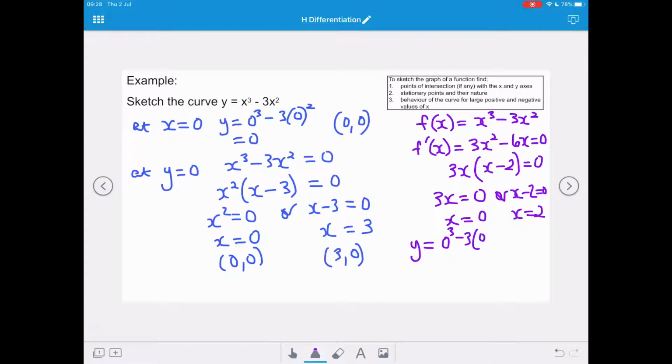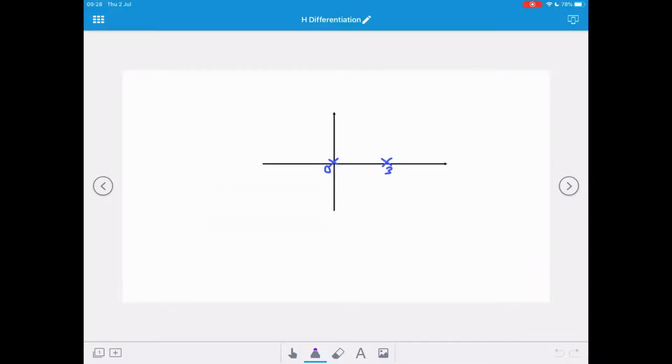Now we need to substitute those back into our original curve. And we already know that when we put x equals 0 in, we're going to get y equals 0. So we've got a stationary point at the origin. And when x equals 2, we get y equals 2 cubed minus 3 times 2 squared. And that gives us a value for y of negative 4. So our other stationary point is at 2, negative 4. And we can plot that stationary point onto our Cartesian grid and label it.